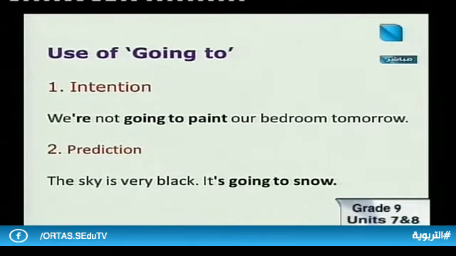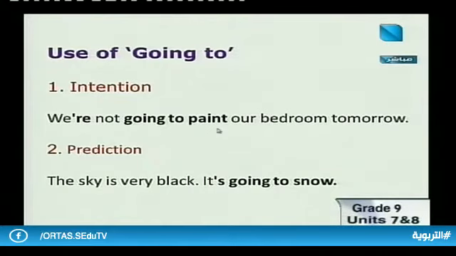For example, we're going to paint our bedroom tomorrow. So before a day, I'm planning that I'm going to do this action, which is painting the bedroom tomorrow. So I have the intention. It is not at the time of speaking. It is not something sudden.